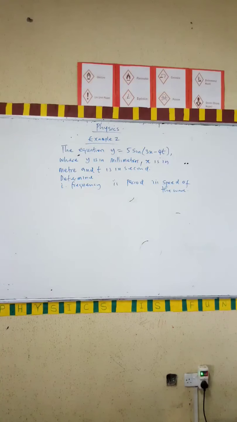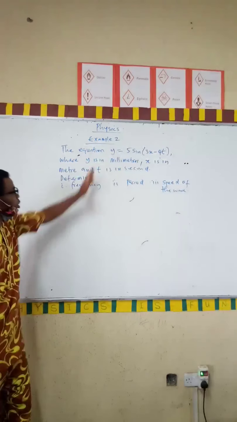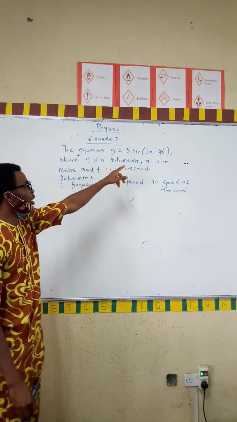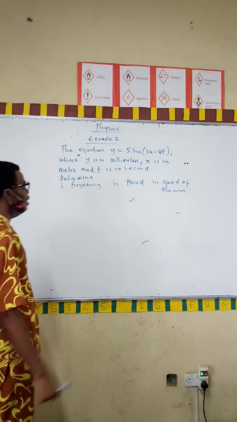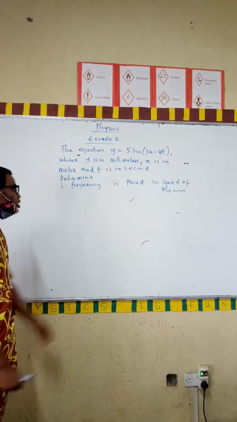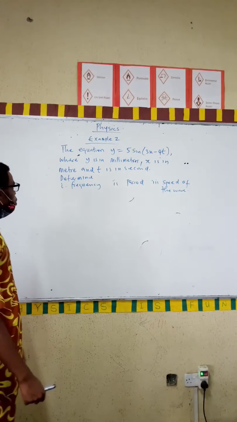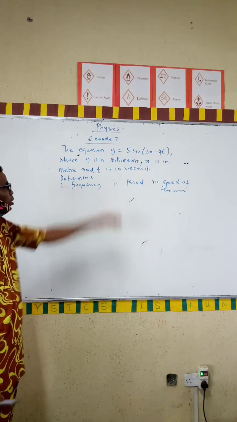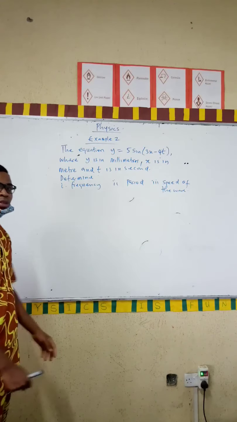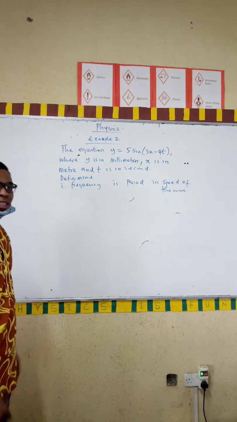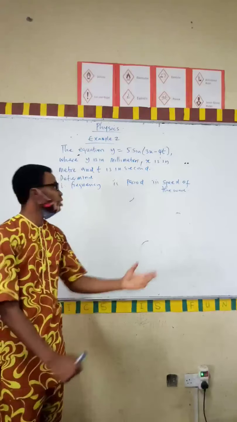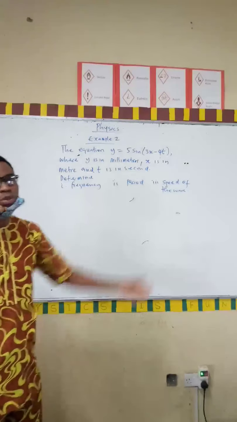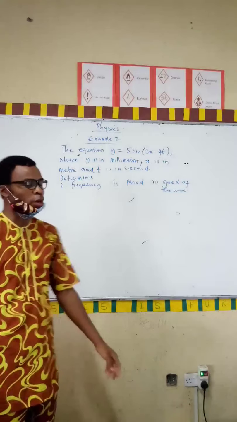Example 2. Okay, let's take this example 2. The equation y equals 5 sine open bracket 3x minus 4t, where y is in millimeters and x is in meter and t is in seconds. So we have to calculate frequency, period, speed of waves. When I solved example 1, I took equation 1. So let me take equation 2 with this. You can decide to take equation 3 or 4, anyone.